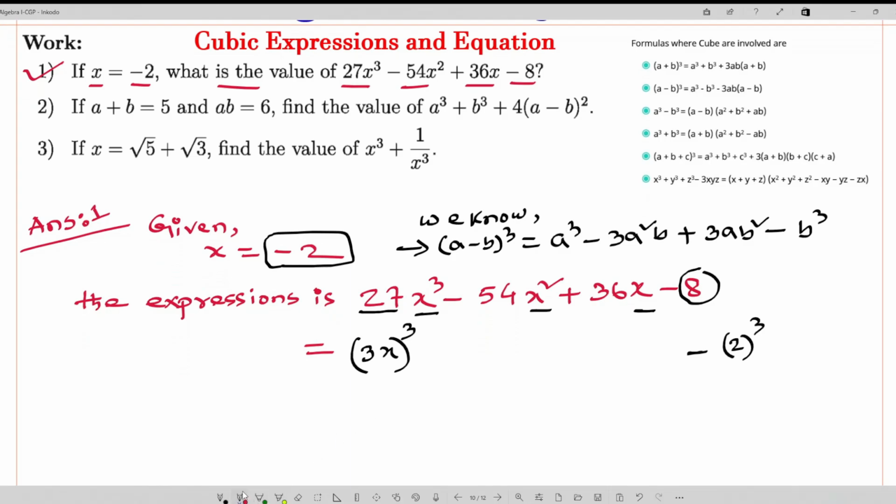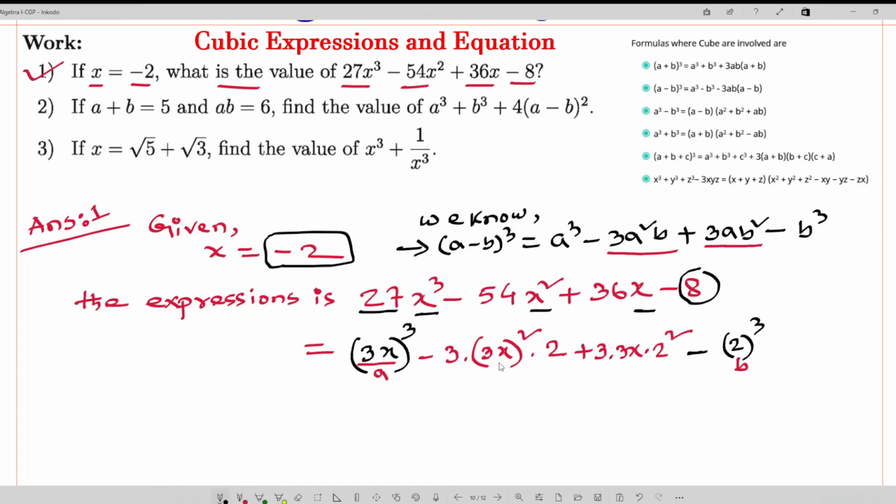Now look, this 3x we can consider a, and this 2 we can consider b. Now look, here is minus 3a square b. So 3a square means 3 times 3x square, right? Then times b, b means 2, plus here is 3ab square: 3a means 3 times 3x and b means 2, and here is square.